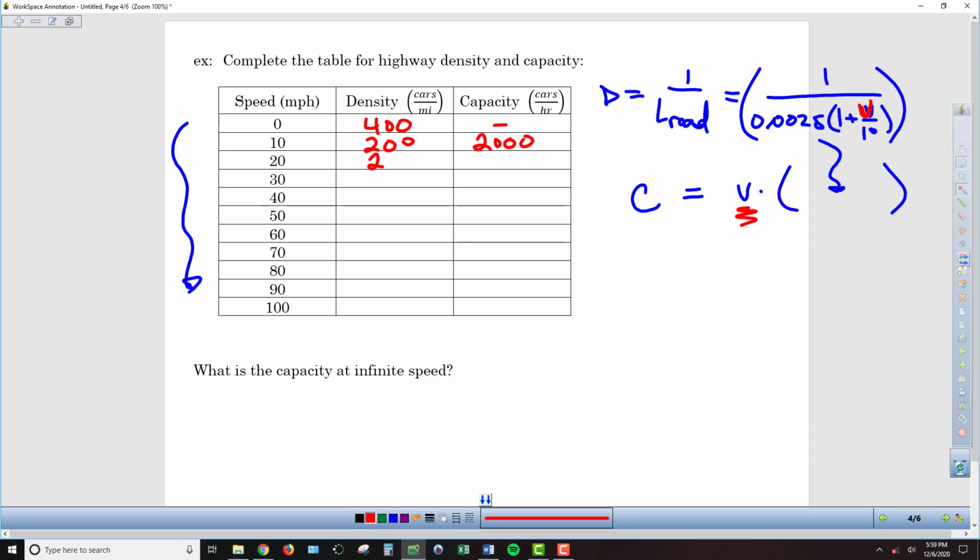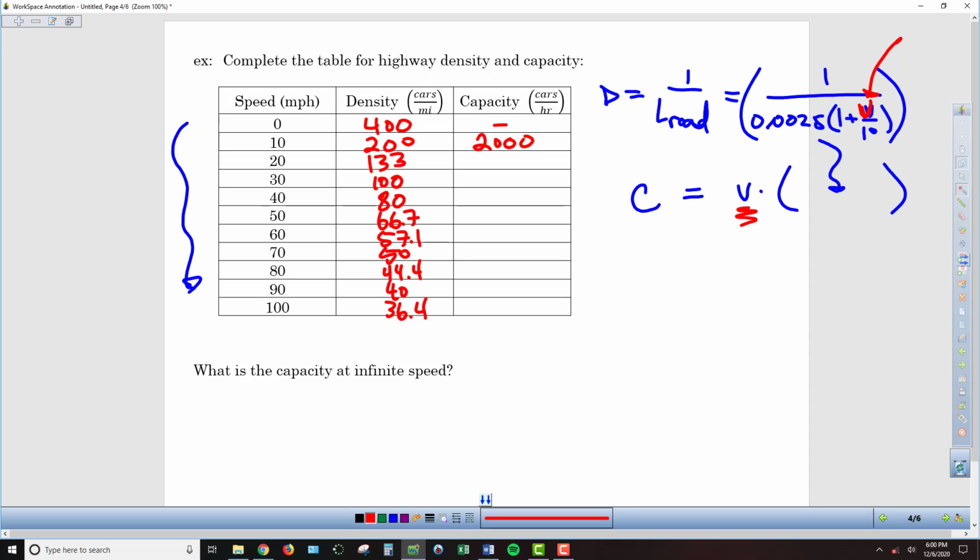But we end up with, sorry, this should be 133, 100, 80, 66.7, 57.1, stray mark there, my apologies. We get 50, 44.4, 40, 36.4. So these are just all the densities that are generated by plugging these speeds in for V into our density equation here.